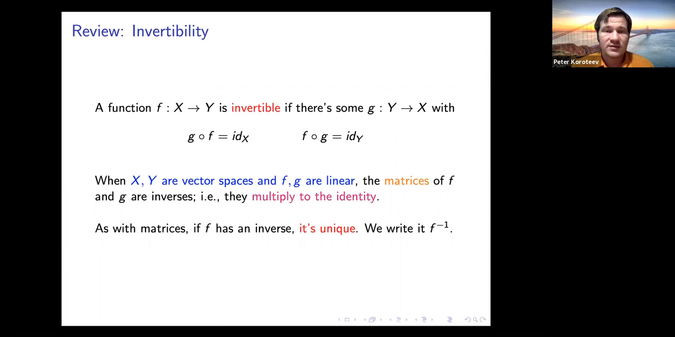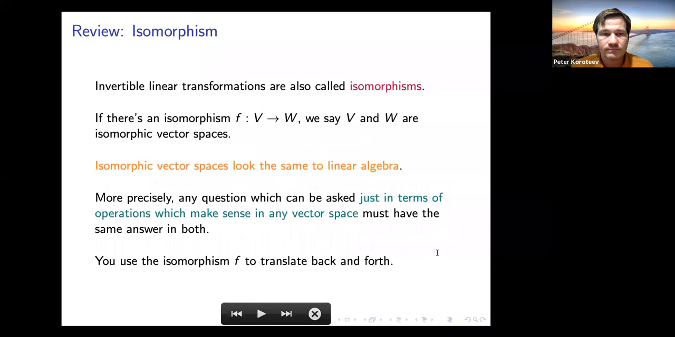Now, a function f from X to Y is invertible if there is some function g from Y to X, with these two compositions being identities on X and Y respectively. When X and Y are vector spaces and f and g are linear, the matrices of f and g are inverses to each other, so they multiply to be the identity matrix in each order. The matrix for g multiplied by the matrix of f is equal to the identity on X and vice versa. As with matrices, if an inverse exists, then it's unique, and we write it as f inverse.